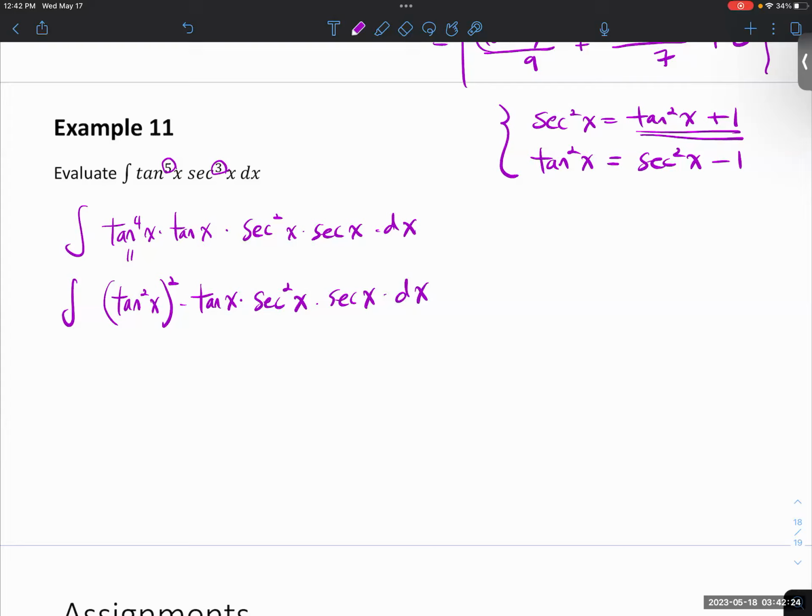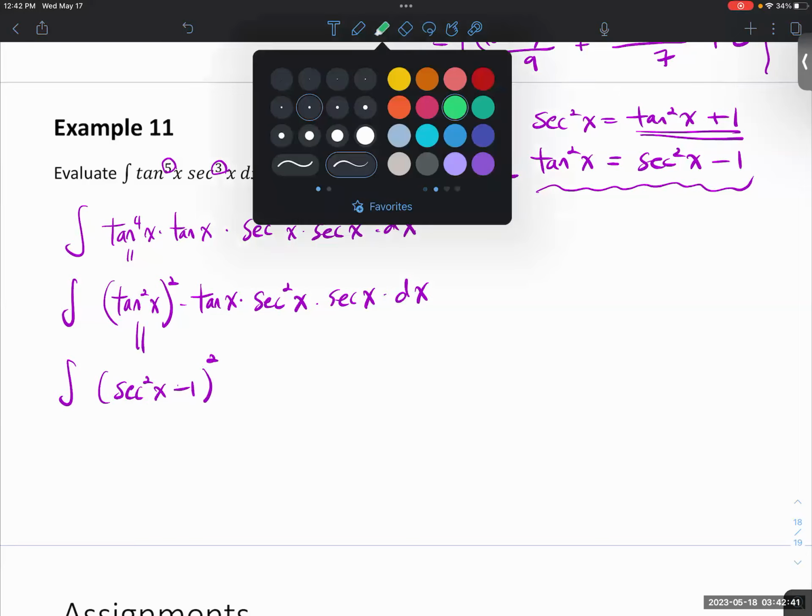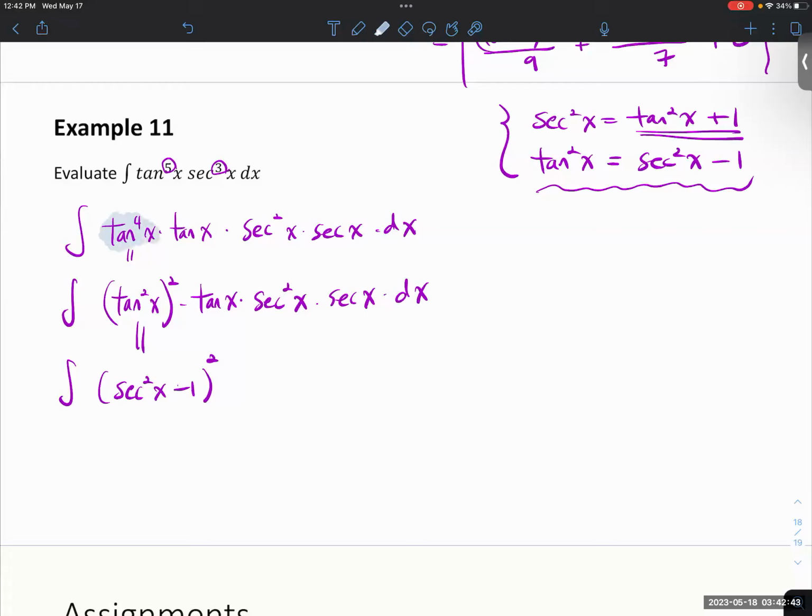One of the tangent second or secant second, you can convert to the other using the Pythagorean theorem. So I'm going to use the second one, because tangent squared x is the same as secant squared x minus 1, and we have a second power. Just be aware, tangent 4 is the same as tangent second squared, and then tangent second inside is going to be secant squared x minus 1. The rest of that I'm going to keep writing: tangent x, secant x and dx.